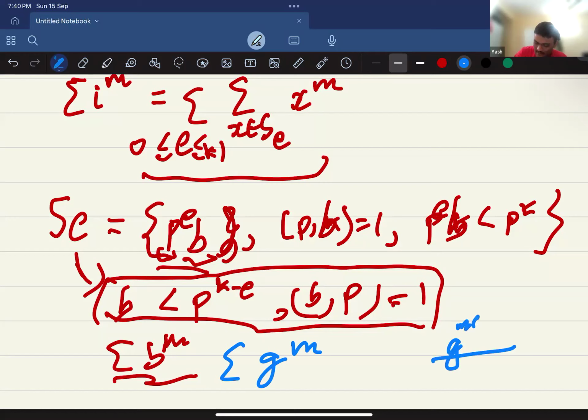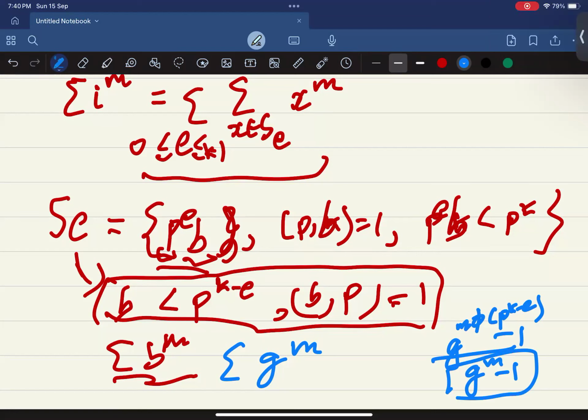Yes, I get that. So phi of P to the K minus E minus 1 over G to the M minus 1. Again, this denominator is non-zero and this is 0, right? Does everyone get it? Please make sure that you get it, because we'll be doing this a couple of times in the problem as well.